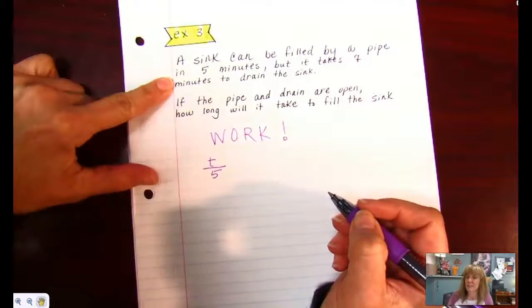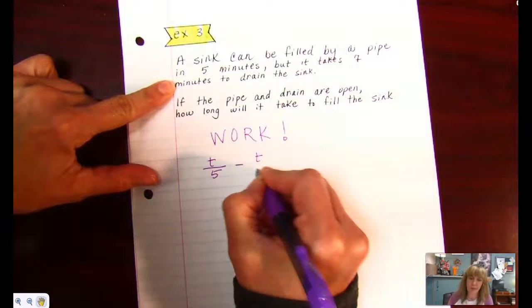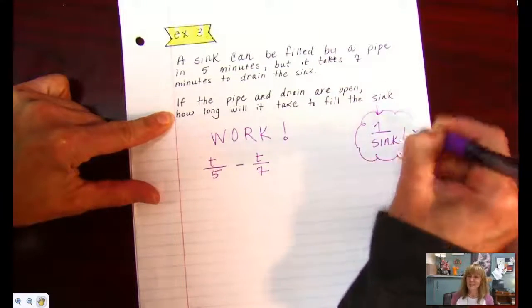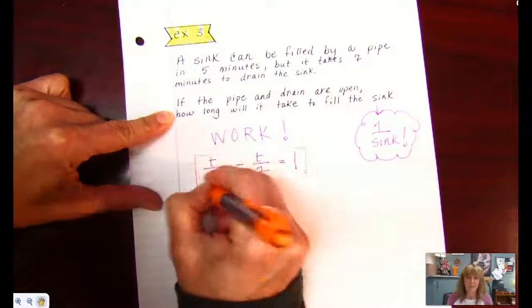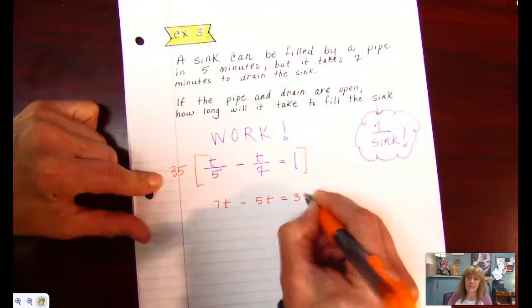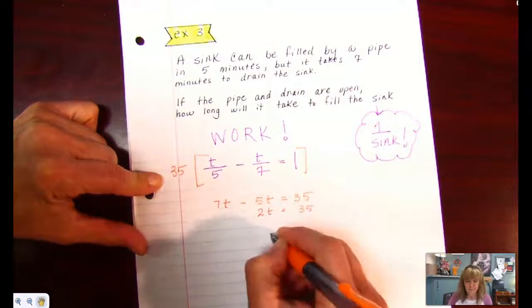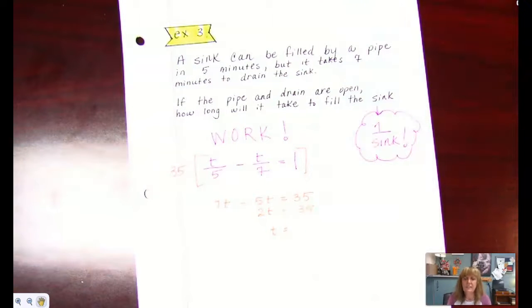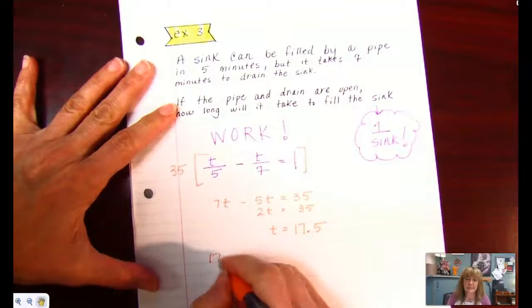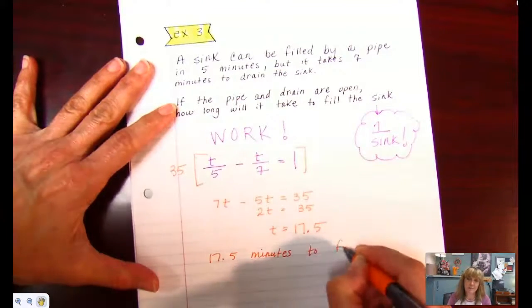So T is going to stand for time worked together because they're both open at the same time. Now listen, it's being drained. If it's being drained, that means the water's being sucked out, which is a minus. So this is the first time we have a minus in our work problem. One sink, one task, it still is going to equal 1. So let's multiply it by the LCM. Kind of clean up this work here. So how long is it going to take? It is going to take 17.5 minutes. Remember, it says minutes. And just make sure you write it in words.